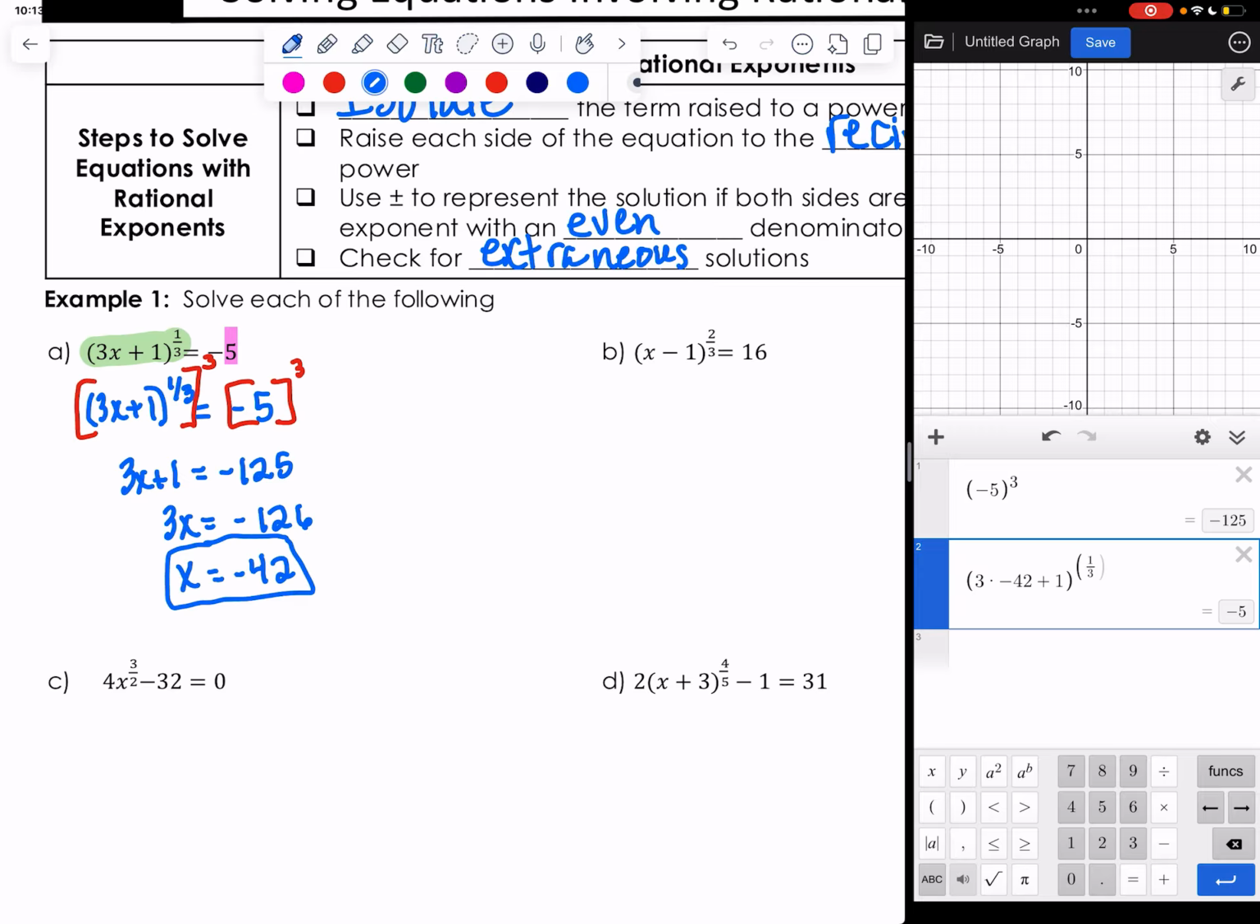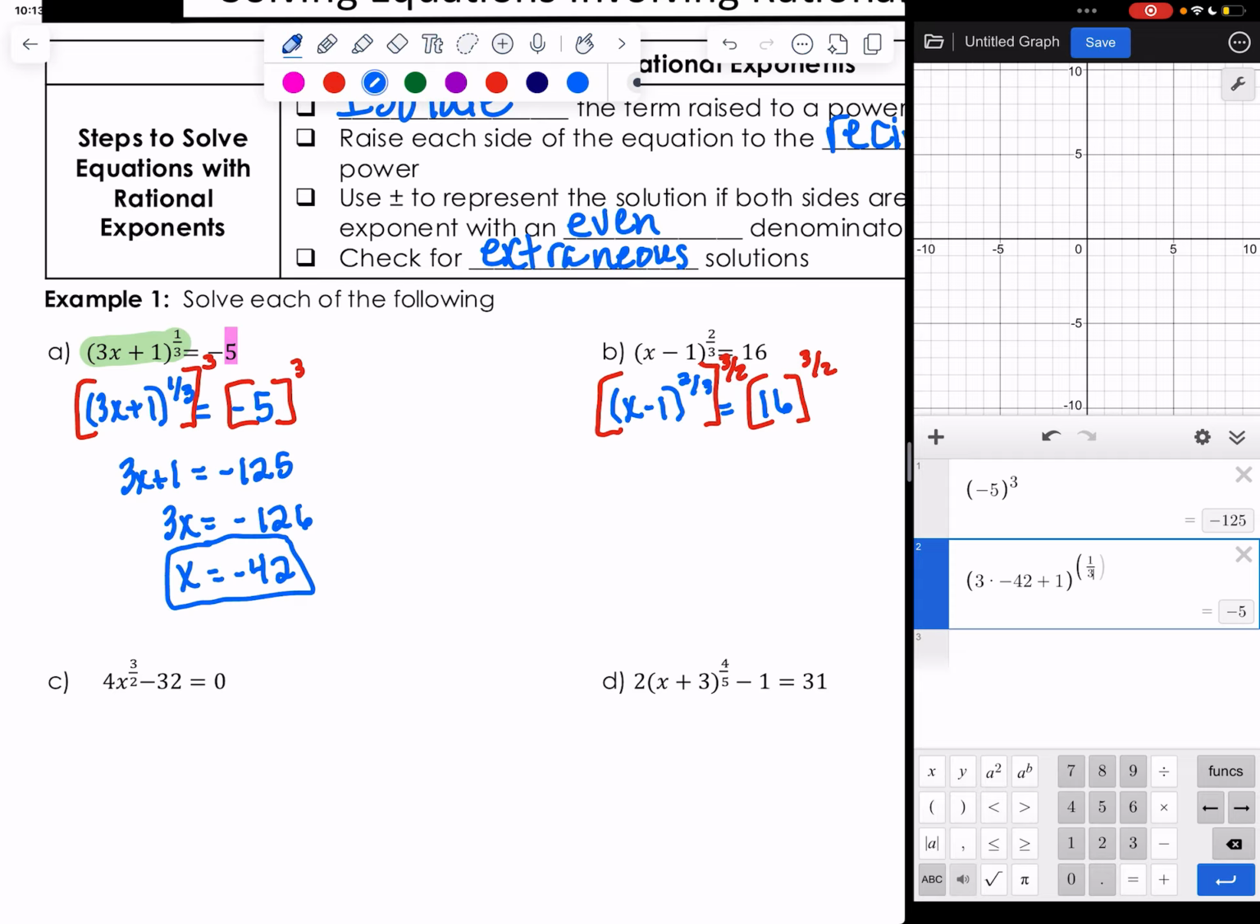All right, problem B. We have x minus 1 to the 2/3 power is equal to 16. Now, pause the video and try this problem on your own. All right, welcome back. Let's see how you did. All right, what I did was I took this expression, x minus 1 to the 2/3 power equals 16, and I raised both sides to the reciprocal power. Now, the reciprocal of 2/3 is 3/2. Okay, the reciprocal of 2/3 is 3/2.